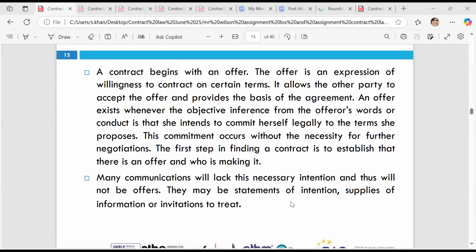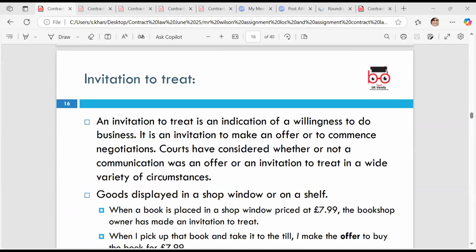So a contract begins with an offer. The offer is an expression of willingness to contract on certain terms. It allows the other party to accept the offer, and that's the basis of the agreement. Then consideration and intention to create legal relations come into place. Invitation to treat is not an offer, it's a step that precedes an offer. So it's not literally an offer, but it's negotiations to make an offer.